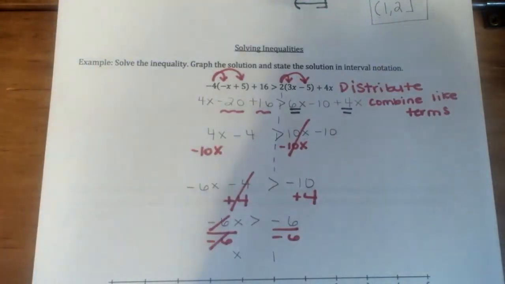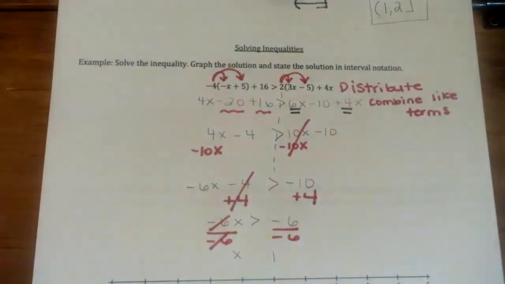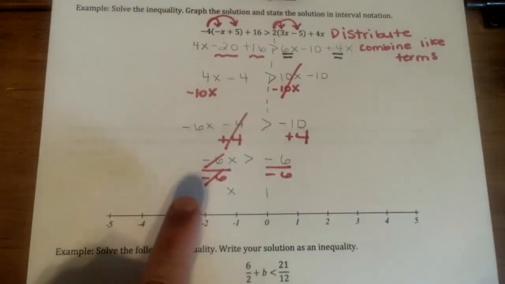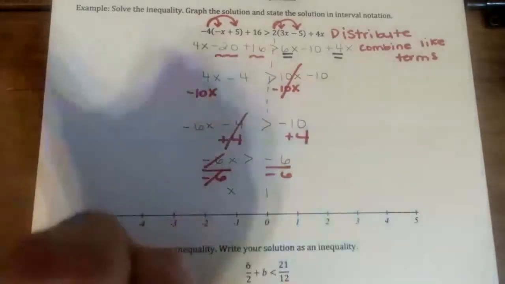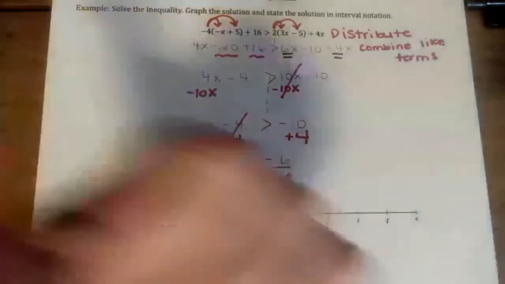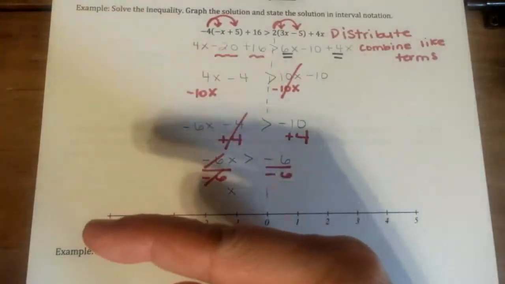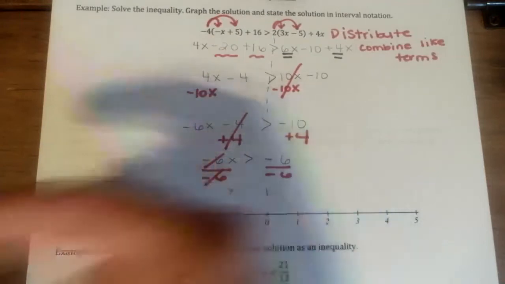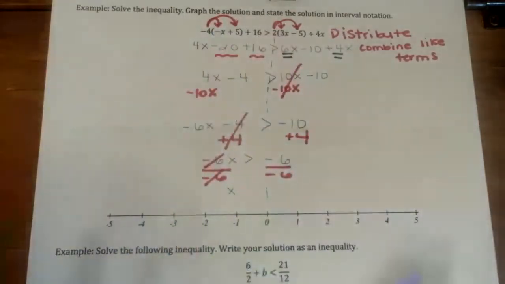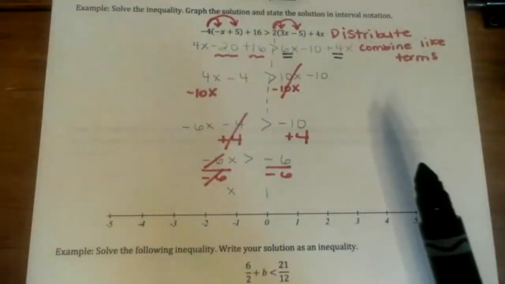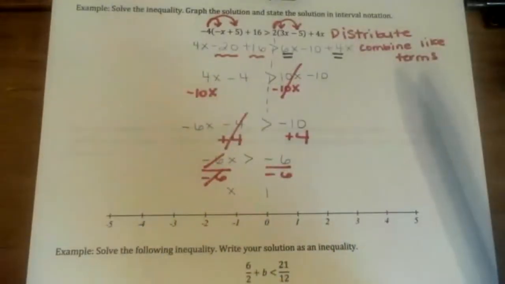Super important. Let me grab a color that will stand out. So we divided by a negative. So we're going from negative sides and we divided by a negative. So these negatives became positive. We were going in the negative direction, and now we flipped it, and our negatives became positive. So now we're going in the positive direction. Because of that flip, we need to flip our sign.